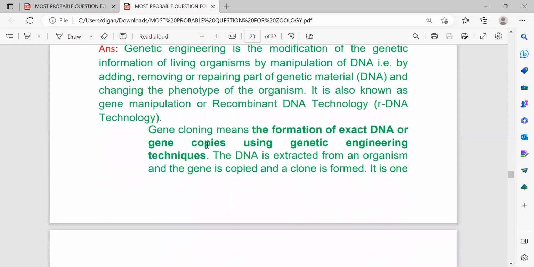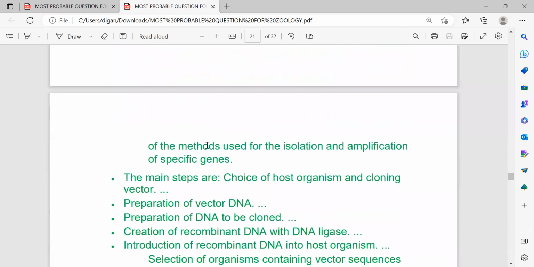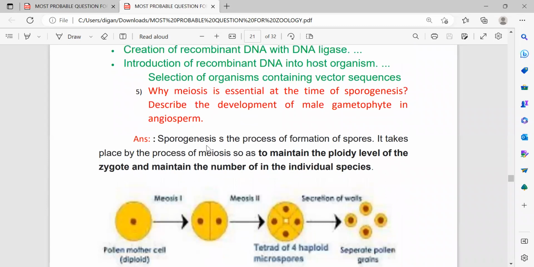First, the definition: genetic engineering or recombinant DNA technology is the same thing, you know. So in the first para the definition is given, then what gene cloning is is given here, and then the steps of gene cloning are given here. Why is meiosis essential at the time of sporogenesis?